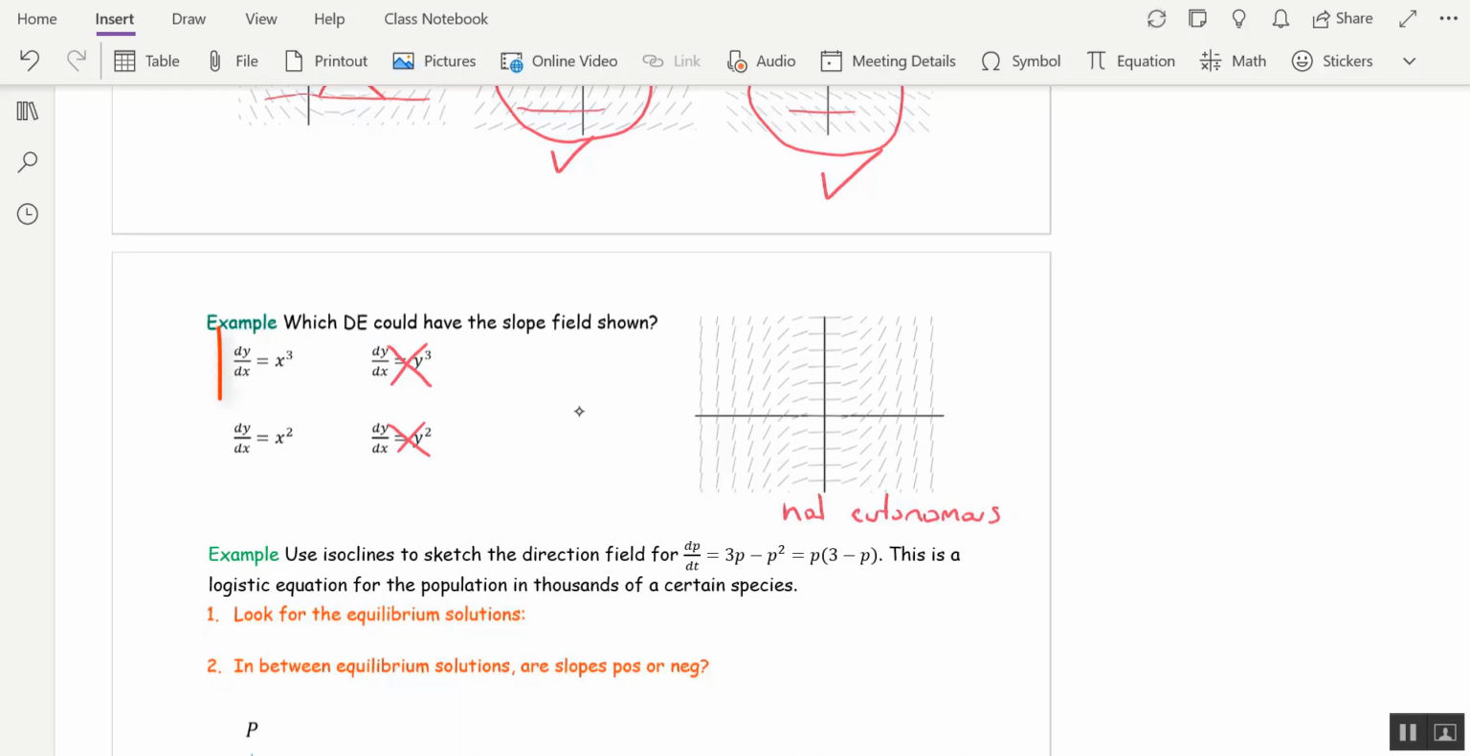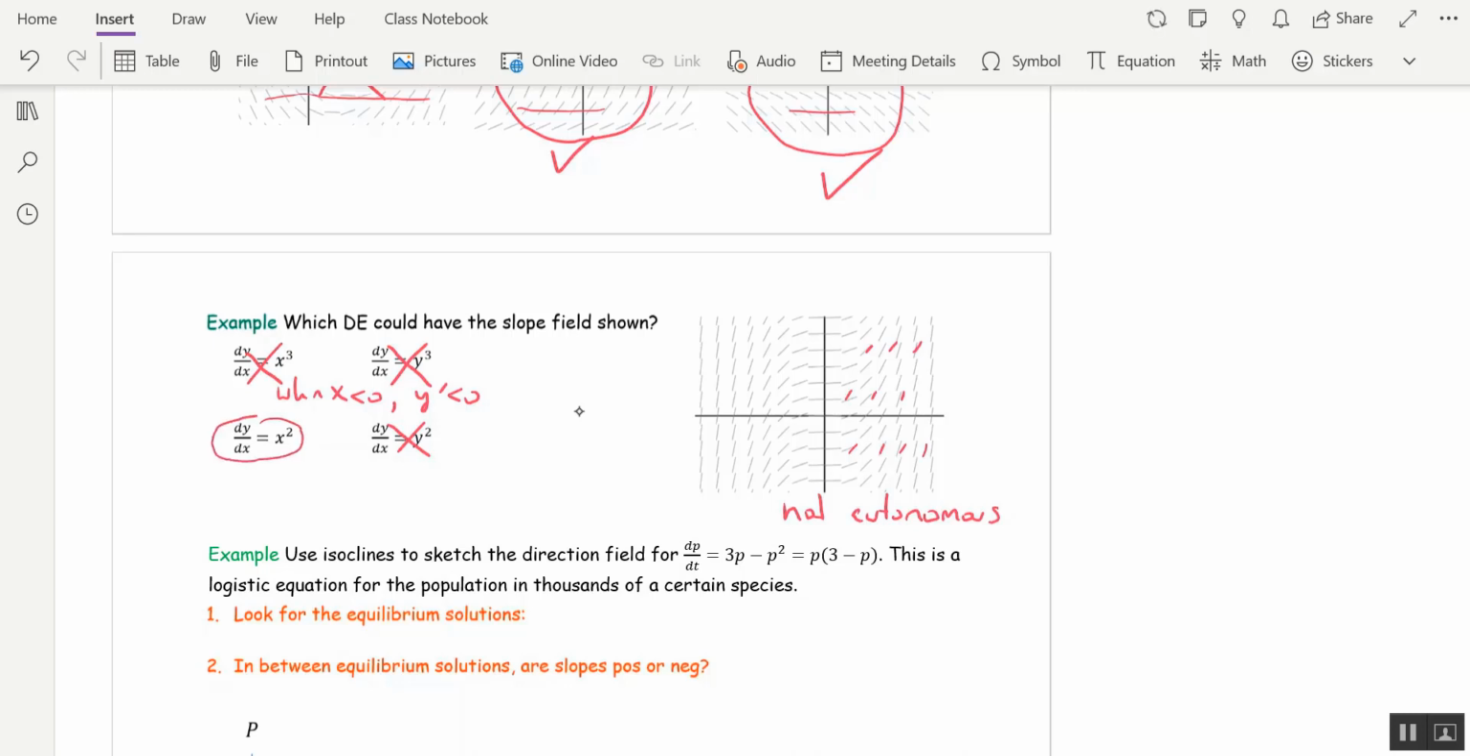Let's take a look at this guy. If x is positive, the slopes are positive. So that works. Over here, whenever x is positive, my slopes are all positive. But when x is negative, the slopes, y prime, are also negative, because a negative cubed is a negative. Well, if I look over here when x is negative, none of these slopes is negative. They're all pointing in the positive direction. So I can count that guy out.